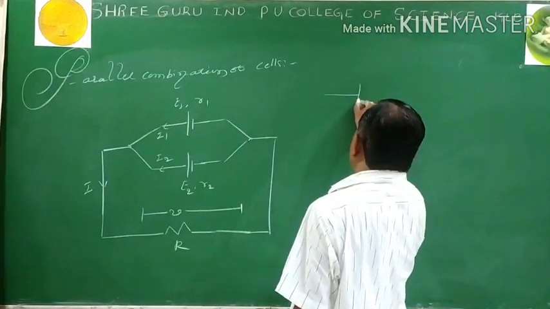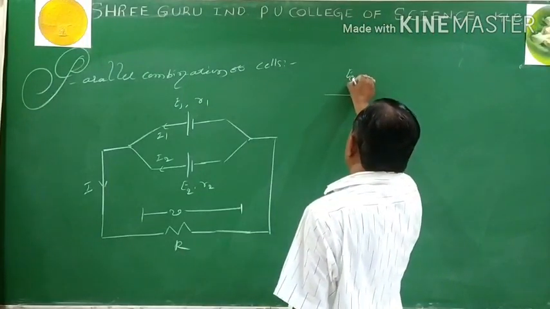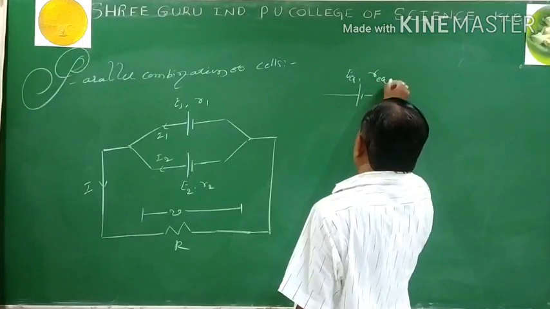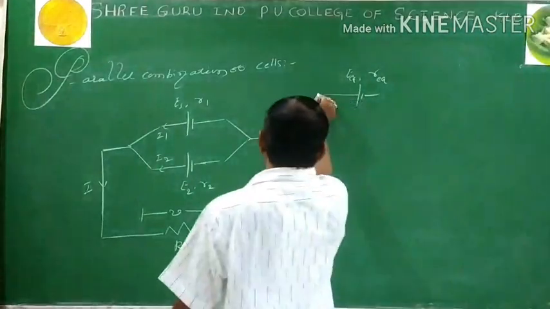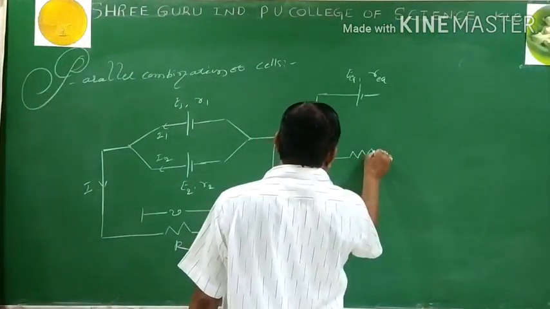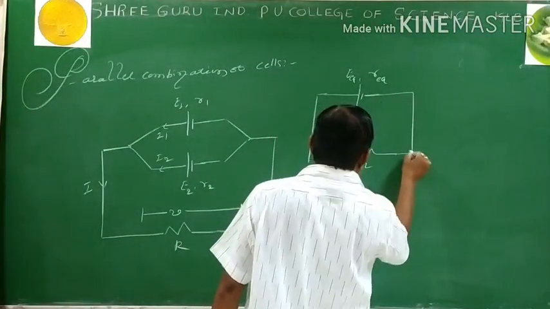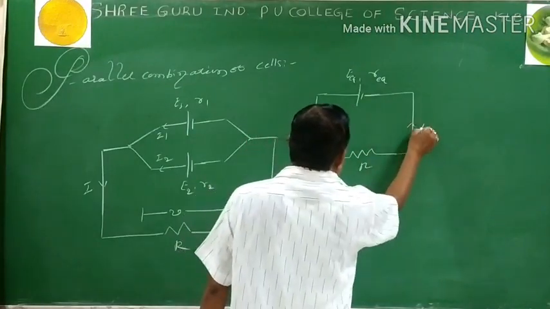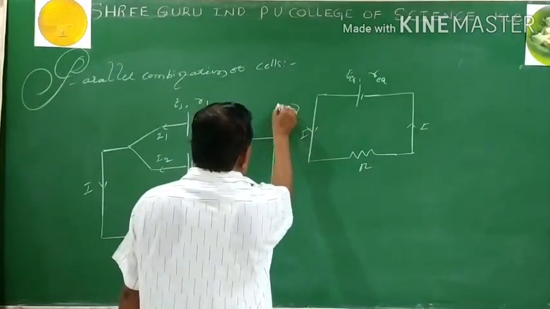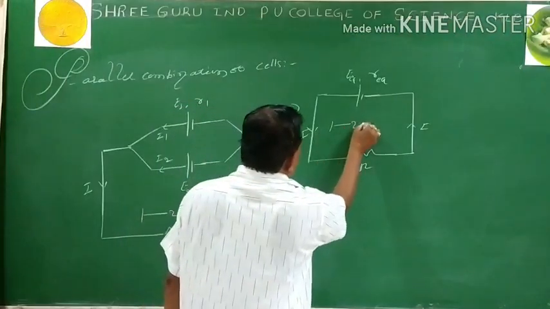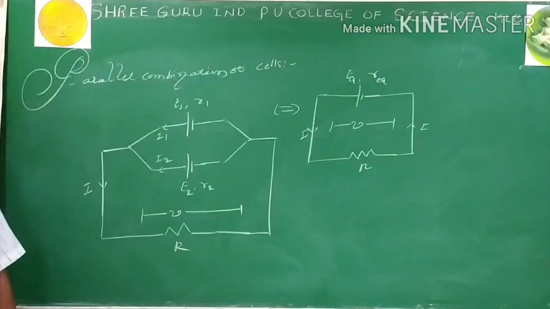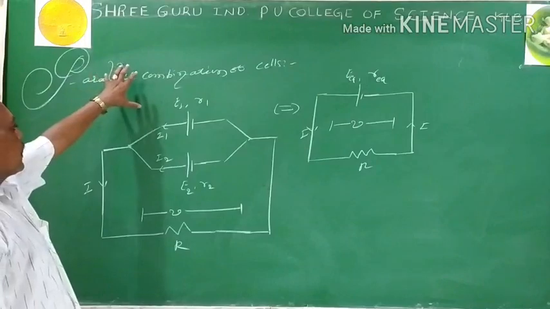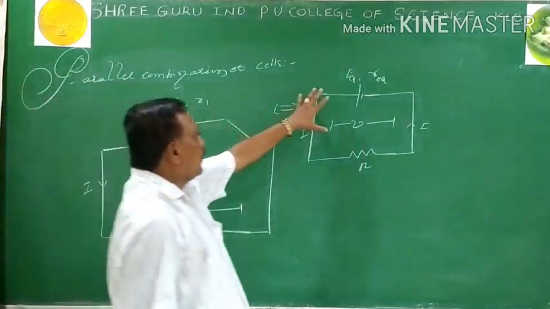I take the equivalent cell of EMF E equivalent and having the internal resistance r equivalent. The same conductor which carries the current having the resistance R, I is the current, and this is our equivalent circuit, and V is the potential difference across the combination. Right? This is one circuit, and this is another combination circuit, and its equivalent is nothing but here.